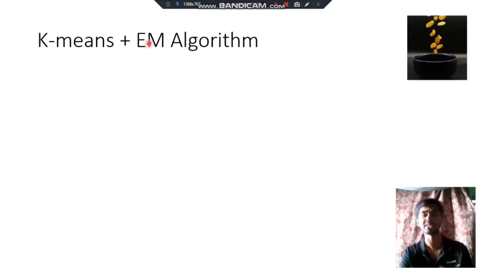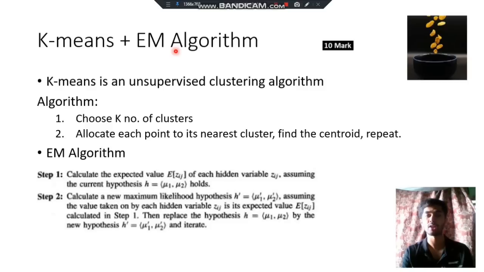Moving on, we have the k-means and EM algorithm. Both were asked for 10 marks in the previous year papers. What is k-means? It's an unsupervised clustering algorithm, and the algorithm consists of two steps. Choose the k number of clusters. After that, assign each point to the nearest cluster. After all the points are assigned to their nearest clusters, find the centroid. Again, using that centroid, find the nearest points, and when the clusters do not change, that means the algorithm is over.